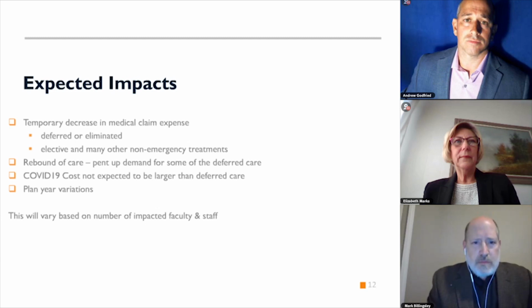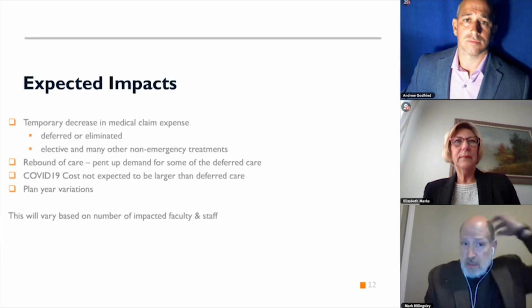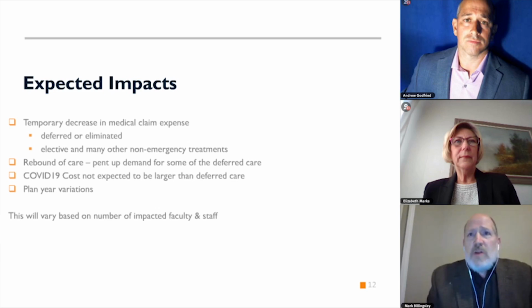But overall, for most health care plans, the decrease in care is estimated to be larger than the cost of COVID-19 itself. How this is observed in the claims experience for a plan will vary based on demographics, geographic patterns of the pandemic, as well as how the cycle corresponds with the plan year. For example, the deferral of care may be within one plan year, while the rebound may all occur in the following plan year.